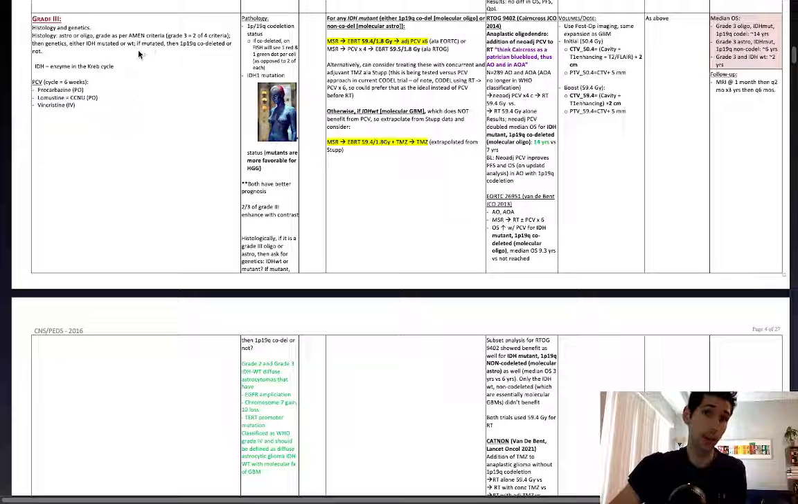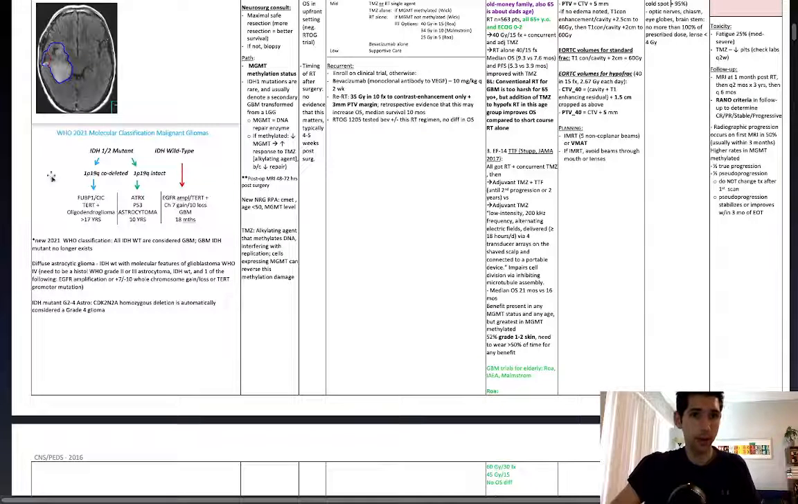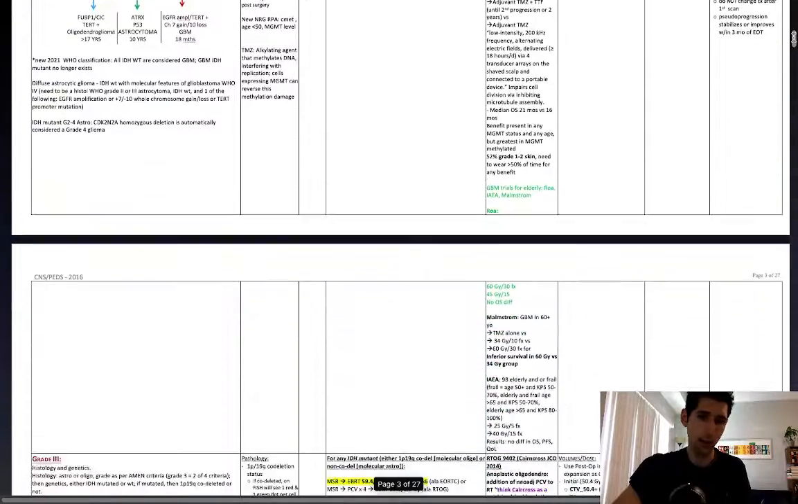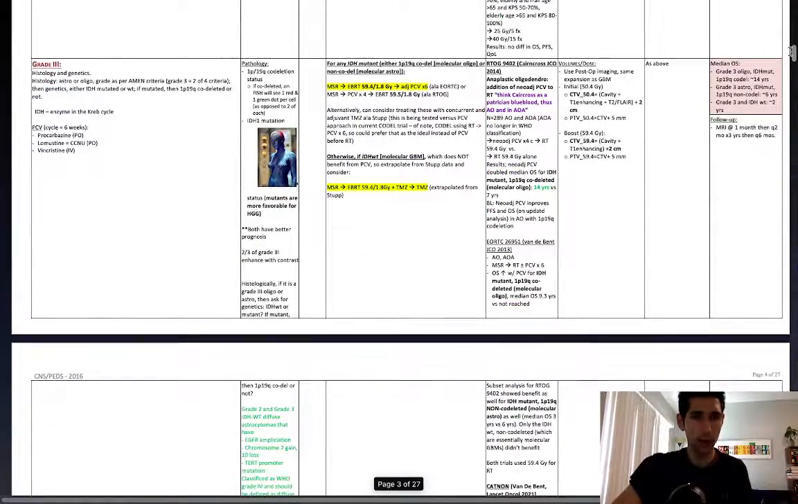Again, if it's mutated, then you look at 1p19q co-deleted or not. And going back up, just to show this, again, the new 2021 molecular classification looks at IDH mutant versus IDH wild type. If it's IDH wild type, it is automatically considered a GBM. If it's IDH 1 or 2 mutant, then the question again becomes 1p19q co-deleted or not. So this is a bit anachronistic at this point.